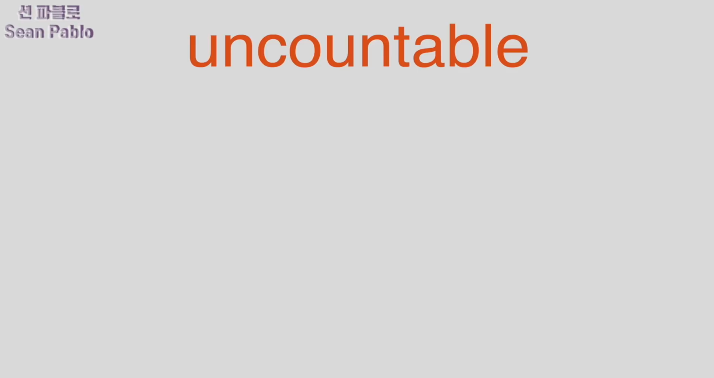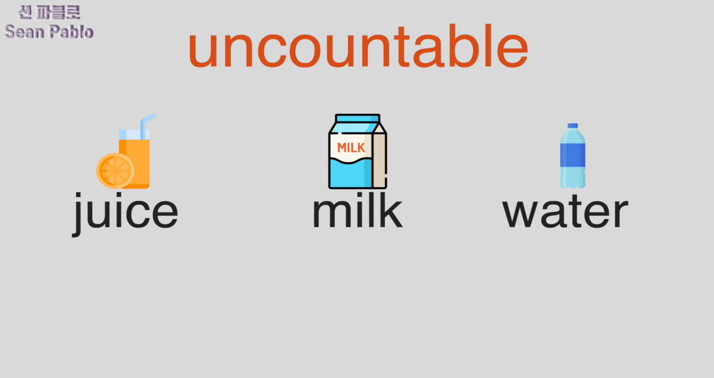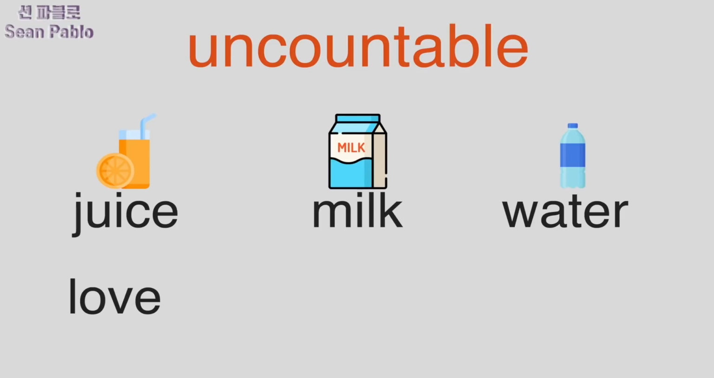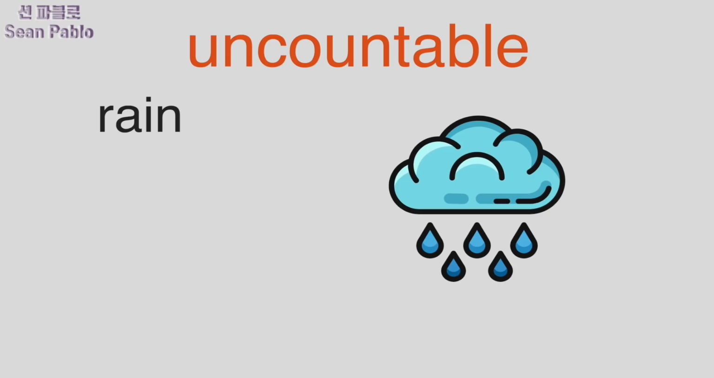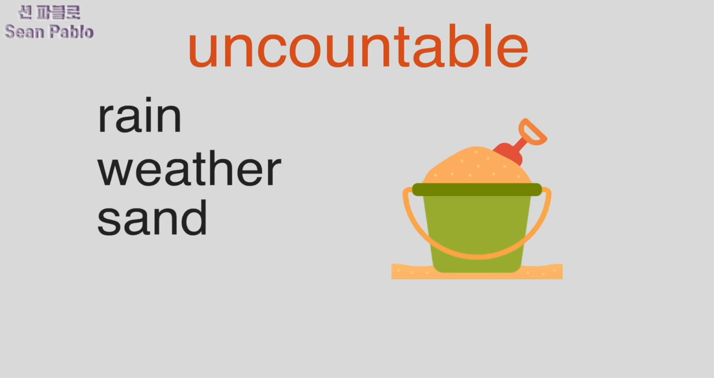Things like liquid, juice, milk, water are uncountable, but emotions are also uncountable, like love or trust or loyalty. What is one trust compared to two trust? You can't really count it, but it's still a noun, right? Other examples are rain, weather, sand, snow.